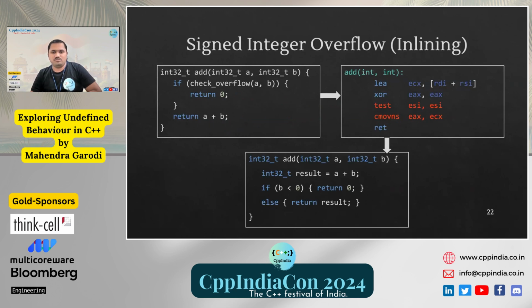I'm just taking a pause for a second here so that you can look through what it is trying to do. This is nothing but int32 result equals A plus B, which is this LEA instruction. Then it has created another variable for storing 0. And then it is checking if B is less than 0, then return 0, otherwise return the result. That is what all these things are doing.